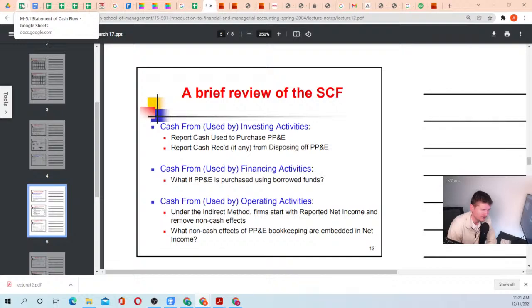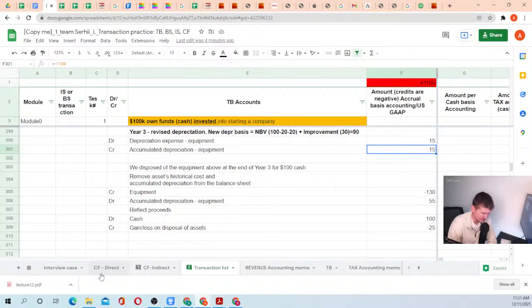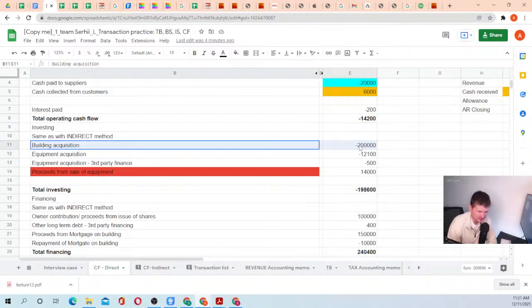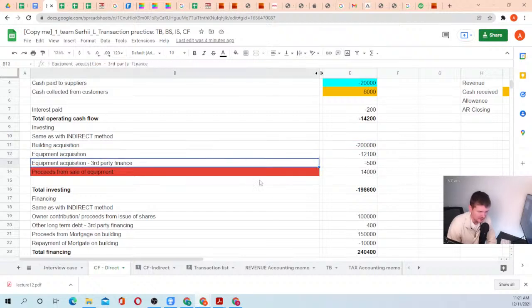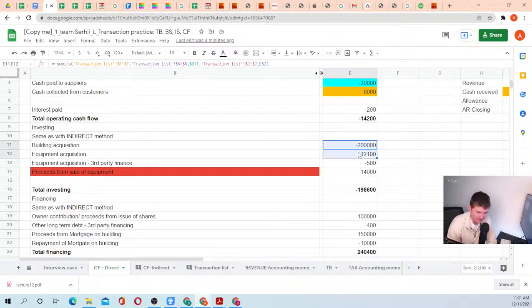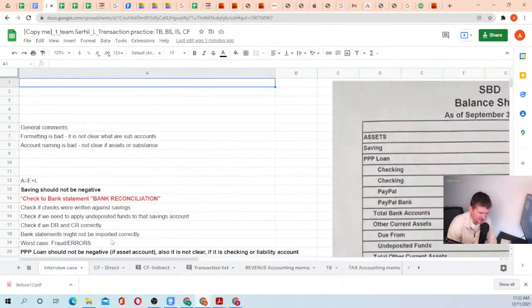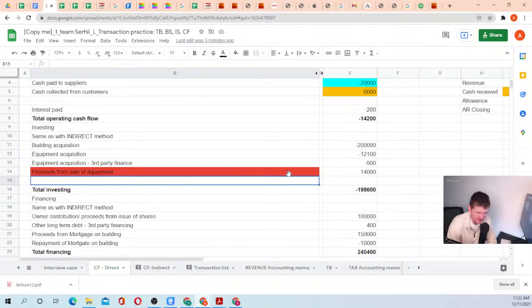Let's see, where is our practice file? So here it is, investing: building acquisition, cash outflow here, equipment acquisition, cash outflow here, proceeds from sale of equipment, 14,000 here. Regarding our last transaction, when we got proceeds, we will reflect these proceeds in investing cash inflows in that line.